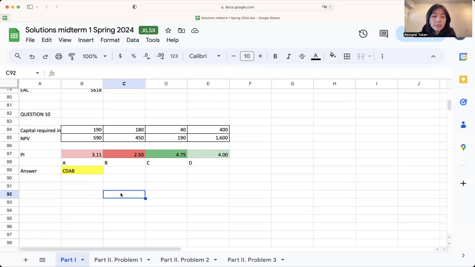Which means that if your capital is limited in the first year of operations, you have to take into account those numbers in your denominator and find the highest profitability indexes and just rank them in descending order. That's it for part 1.